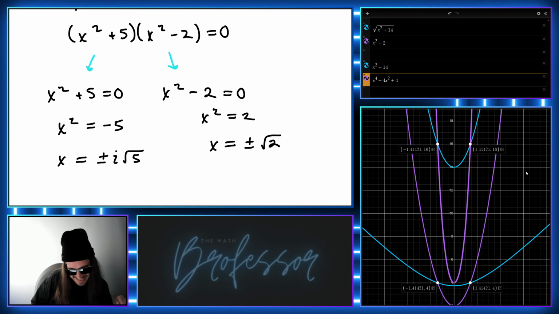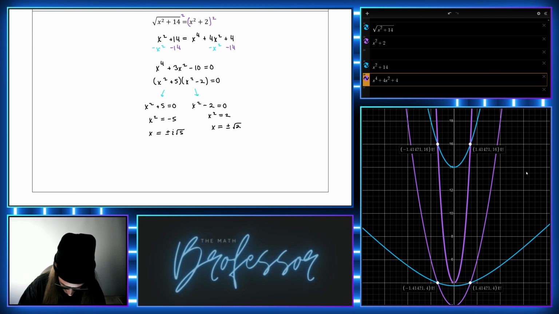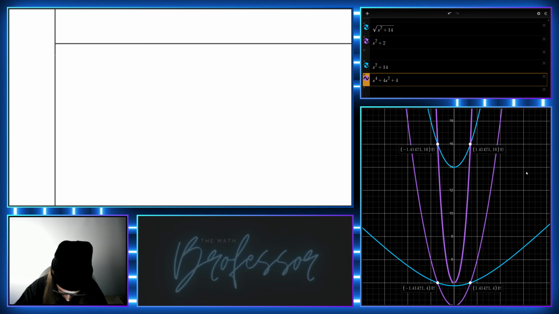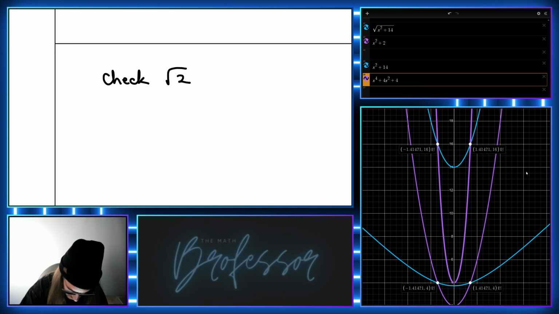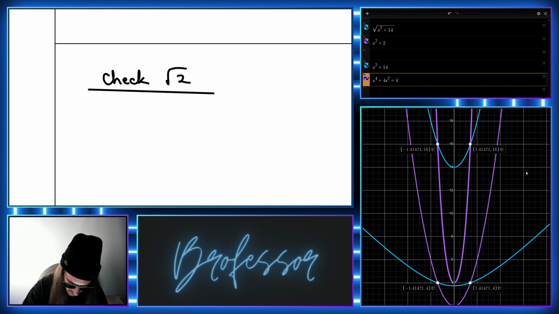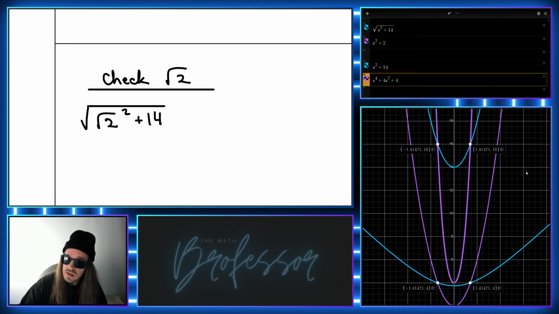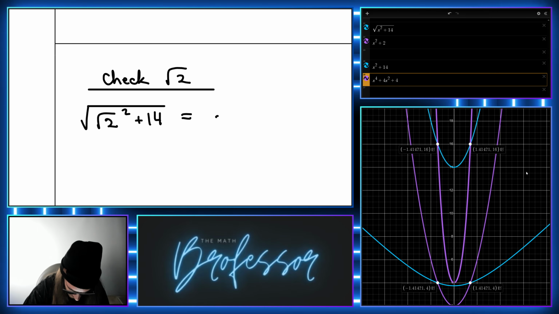So let's go ahead and test out the positive ones. Let's test out the positive root 2, and then we'll test out the positive i root 5 and just see what happens. So check positive root 2. Let's start there. Again, we want to plug this into the original equation, which was the square root of x squared plus 14 equals x squared plus 2.